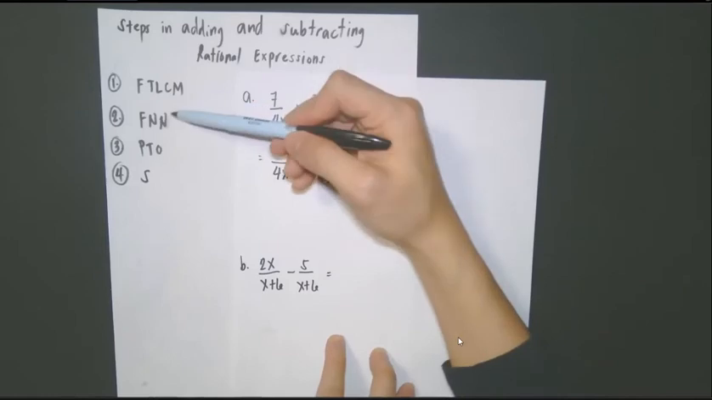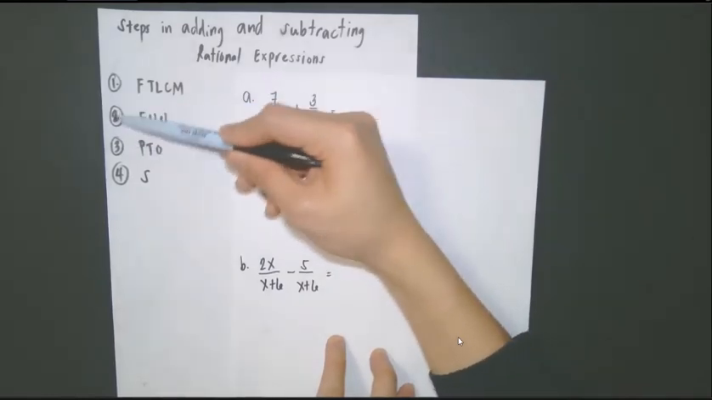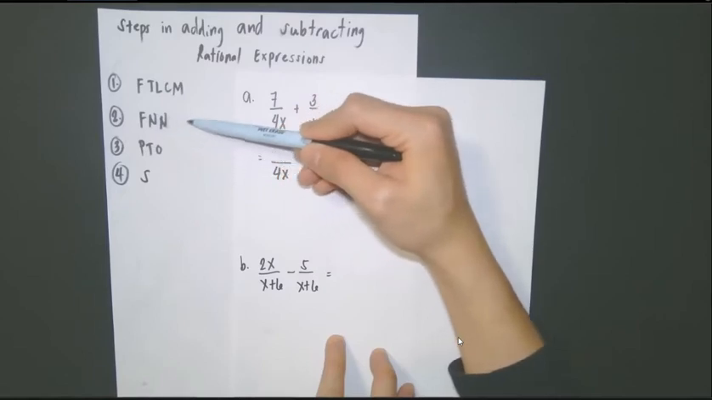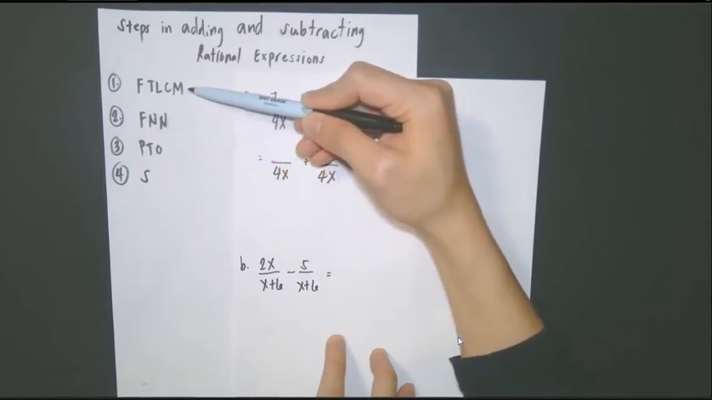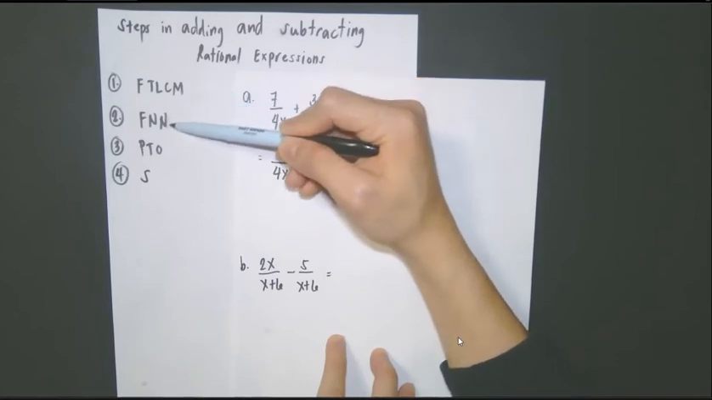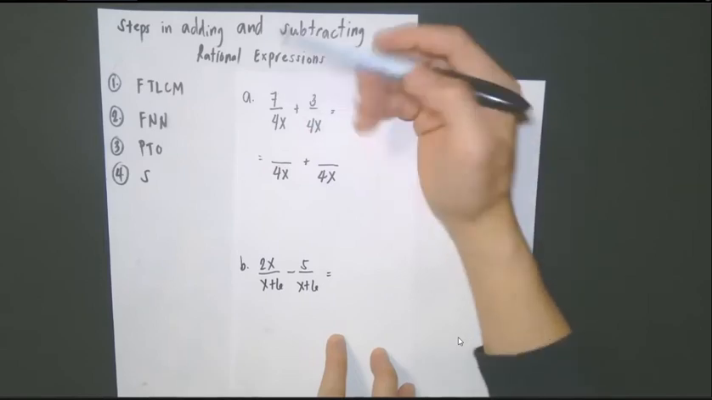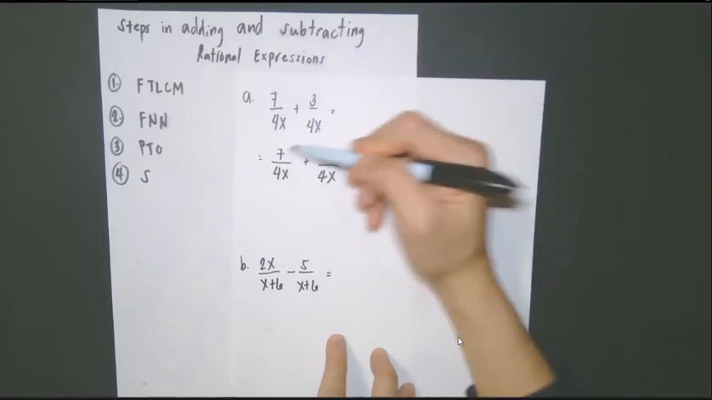Now, step two is find the new numerator. Now, you will only apply step two if you did step one. Since we skipped step one, we will as well skip step two. So what will be the new numerators now? Same as the old ones. So we copy 7 and 3.